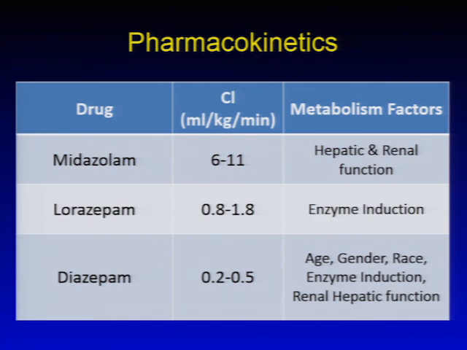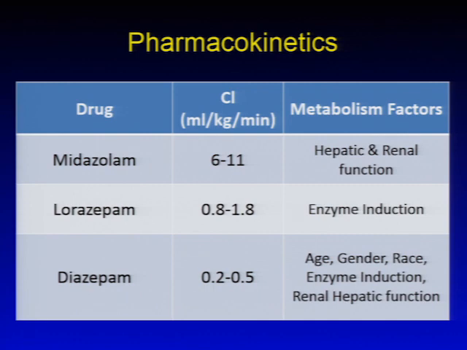Continuing with pharmacokinetics, the clearance of midazolam you can see is 6 to 11 mL per kilo per minute, which is the highest of the three, and it's typically cleared by the liver and the kidneys. As a result, you might imagine that if there is renal and hepatic dysfunction, then this is also going to affect the clearance of midazolam. You can see also further in that box some of the other items that might affect metabolism of lorazepam and diazepam.